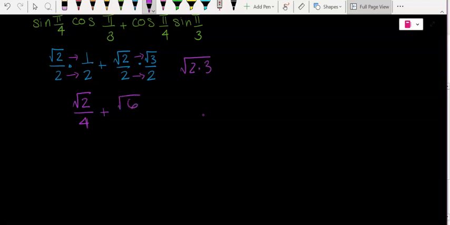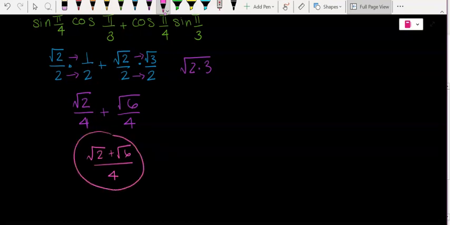So that's going to be square root 6 over 2 times 2, which is 4. My last and final step, well, these have a common denominator, and it's just two fractions, so I'm going to add them together. So this is going to be square root 2 plus square root 6, all divided by 4. And that right there is exactly what we had on the calculator earlier when we found our exact value, and that's what we have here.